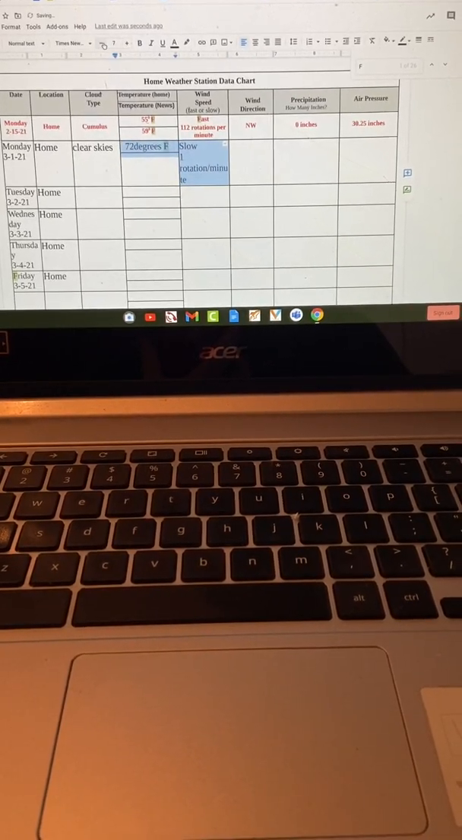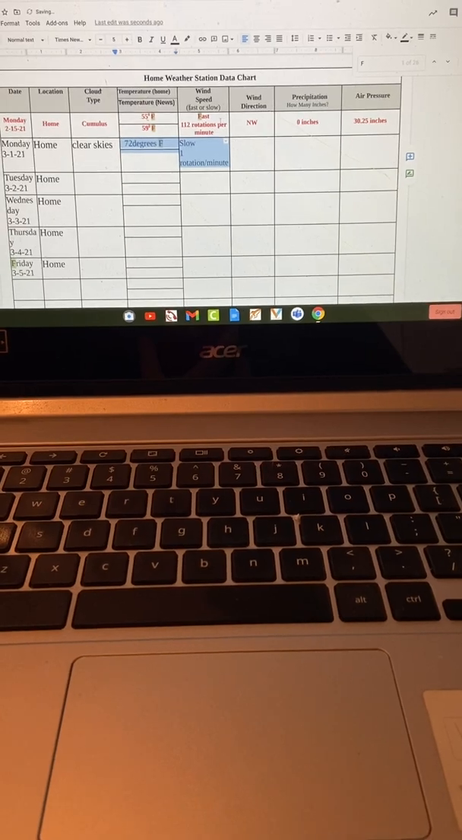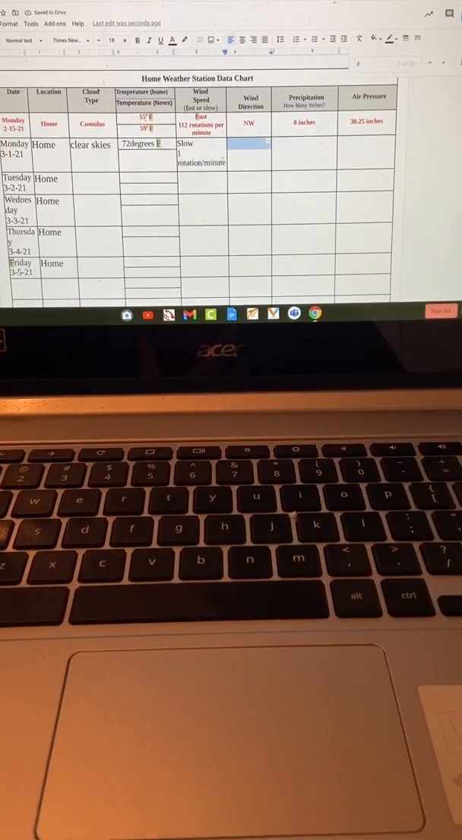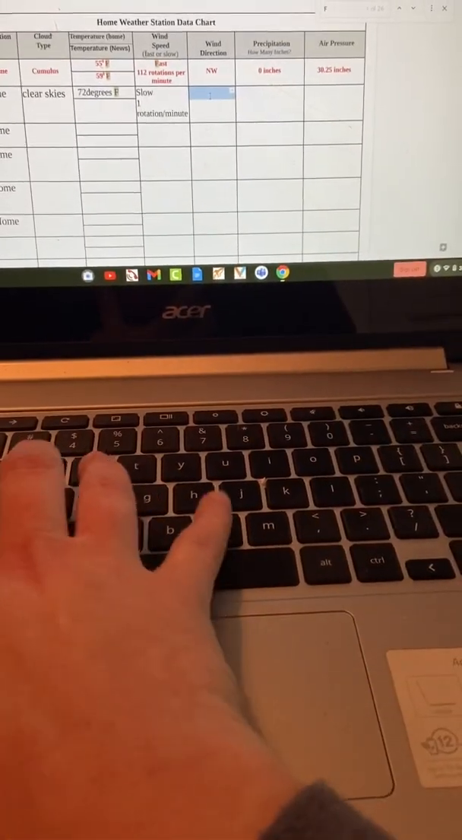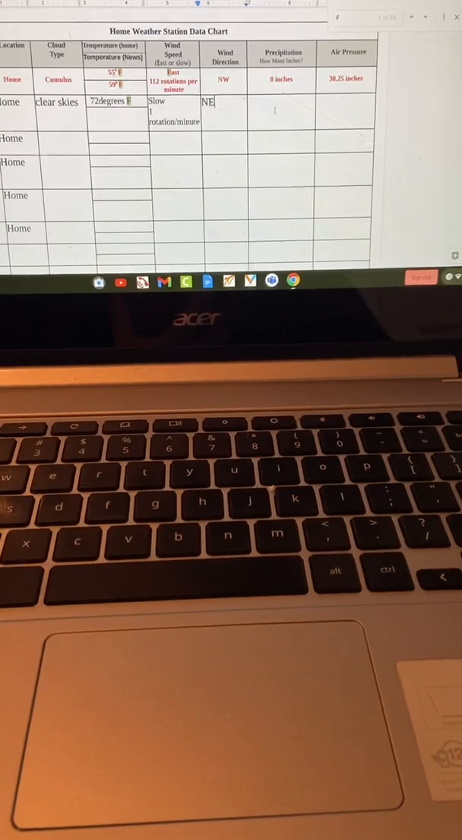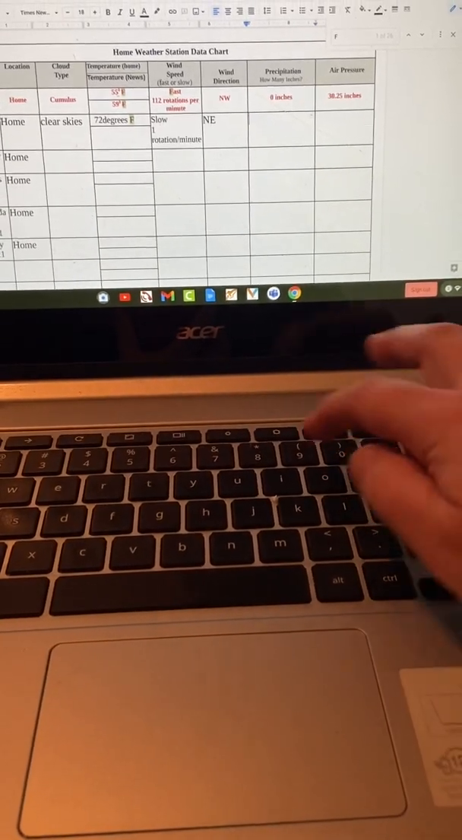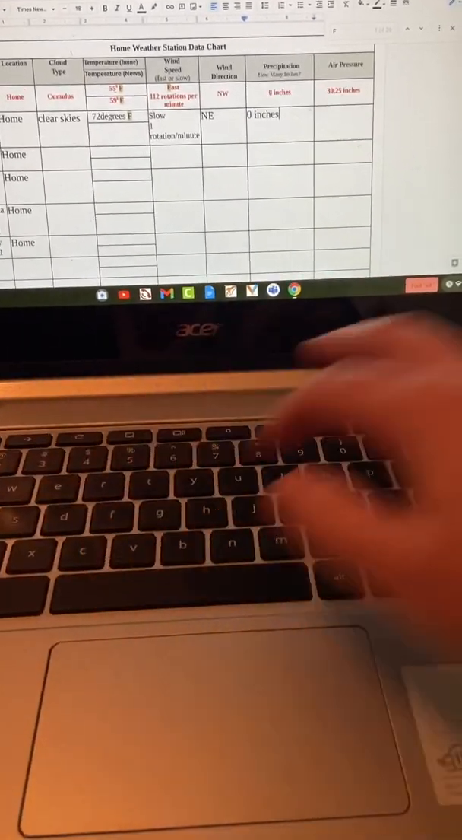And just because I am picky, I'm going to lower my font a little bit so that I can see everything in the same section. All right, my wind direction. We said our wind direction was northeast. We used that wind vane and we knew it was northeast. We also had 0 inches rain at this point.